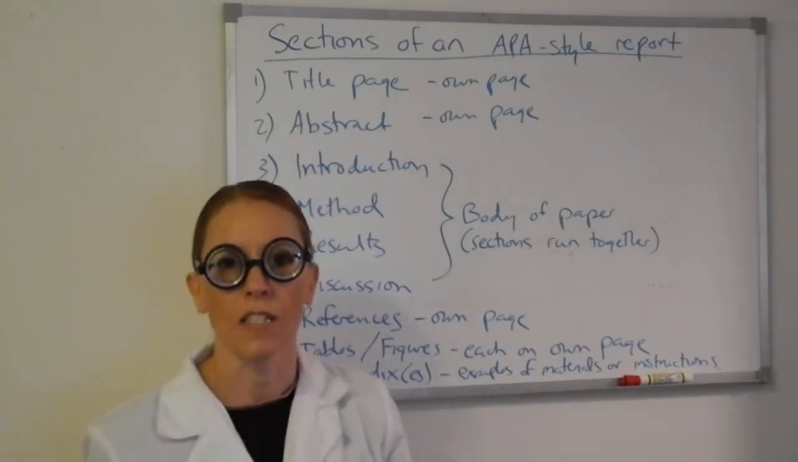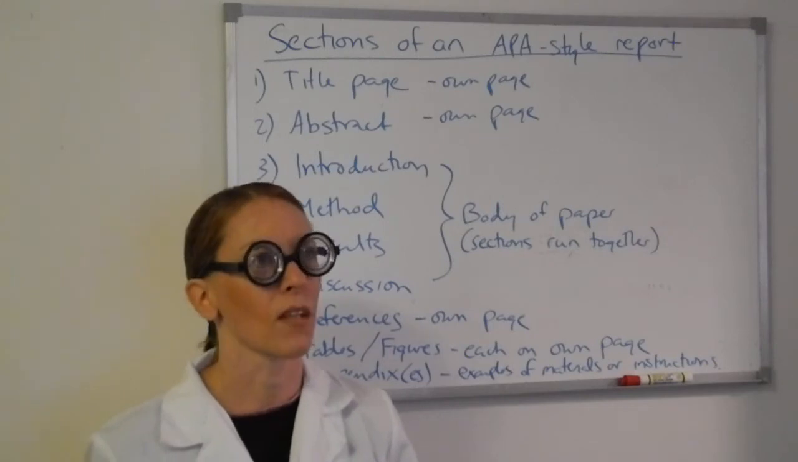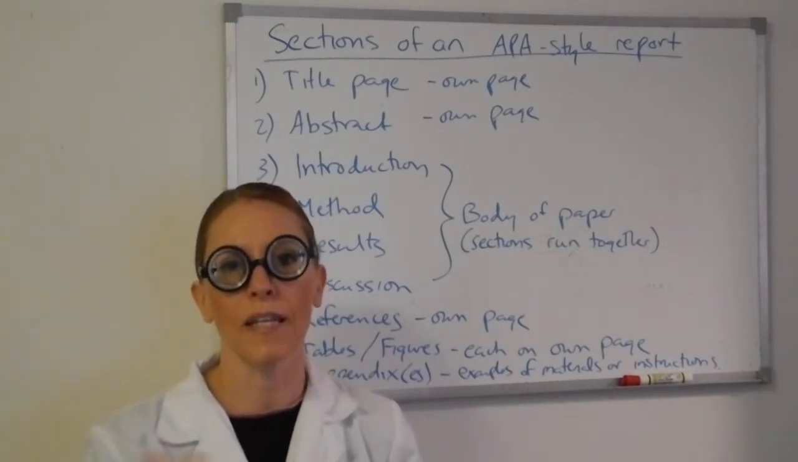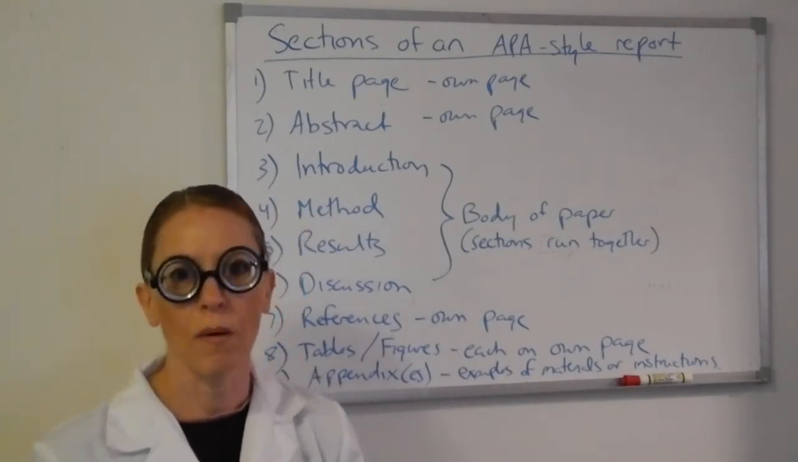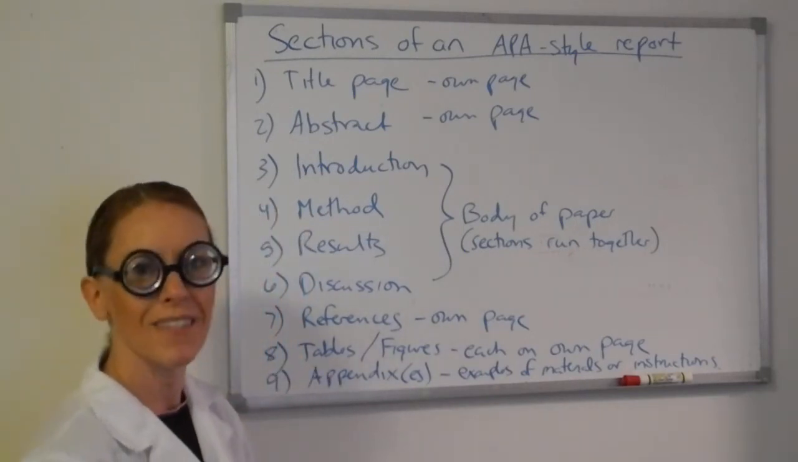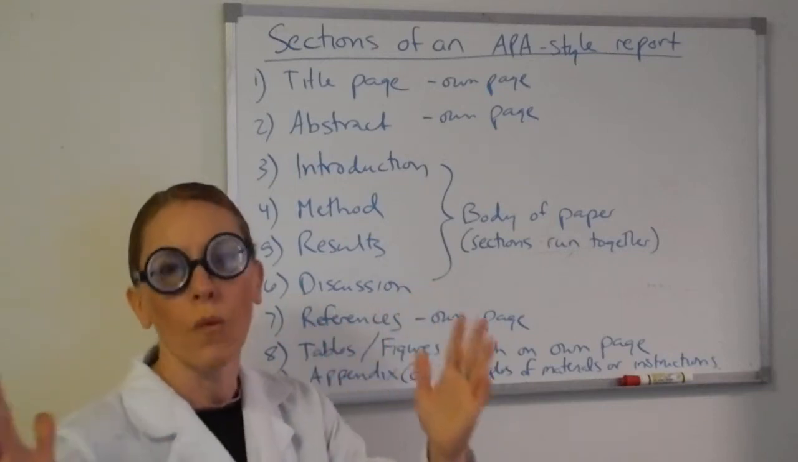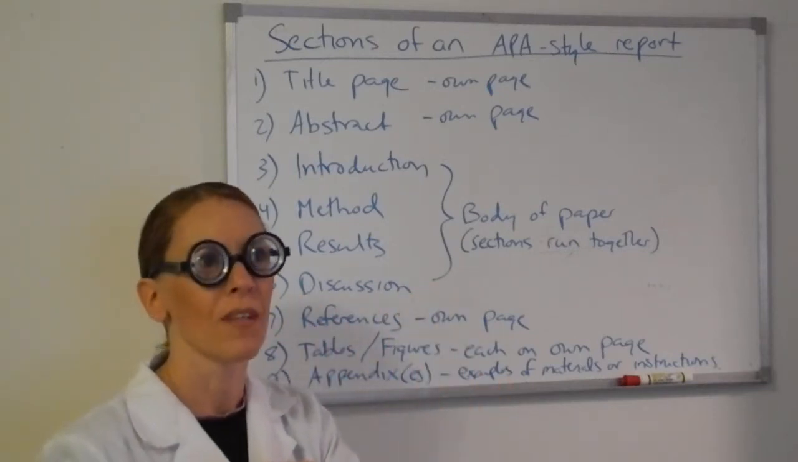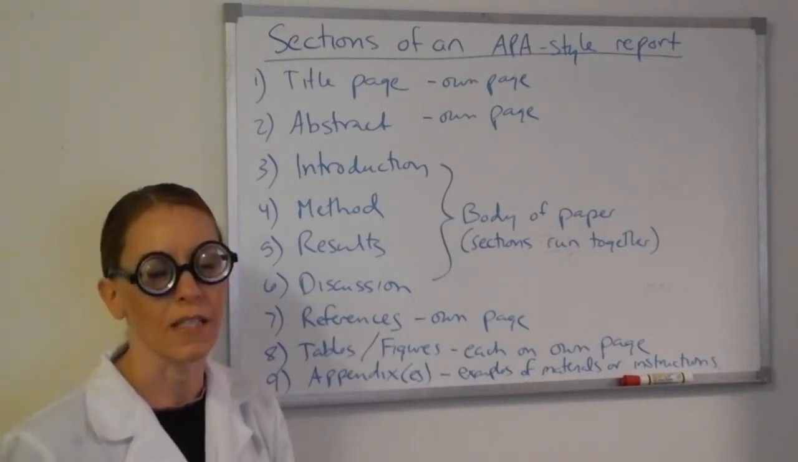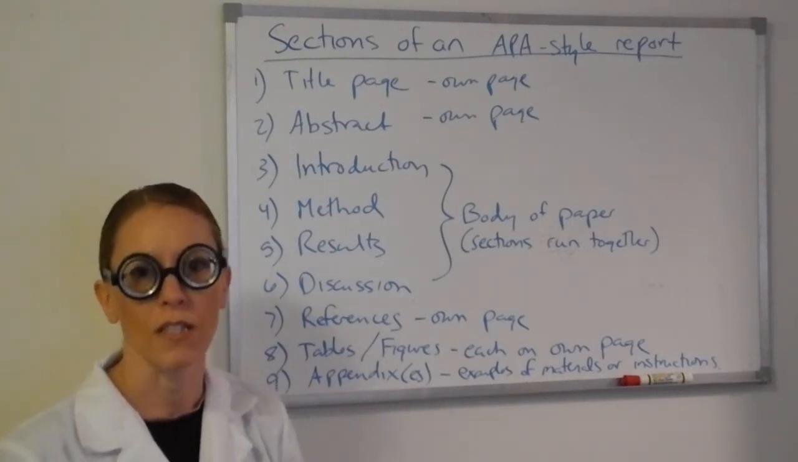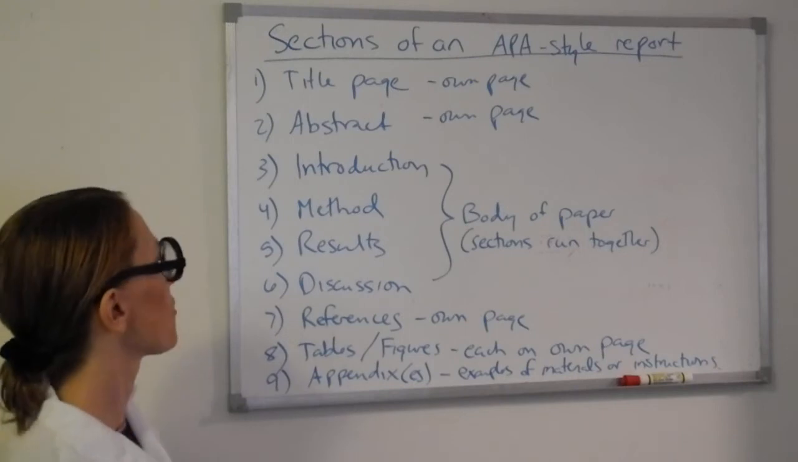Everything in APA style is double spaced, including the title page and including any tables that you have, references, everything, double spaced. Easy to remember, sometimes a waste of space, but still easy to remember. 1-inch margins, usually 12-point Times New Roman is what's accepted. Sometimes they'll take Courier, but usually it's just better to keep it at 12-point Times New Roman.